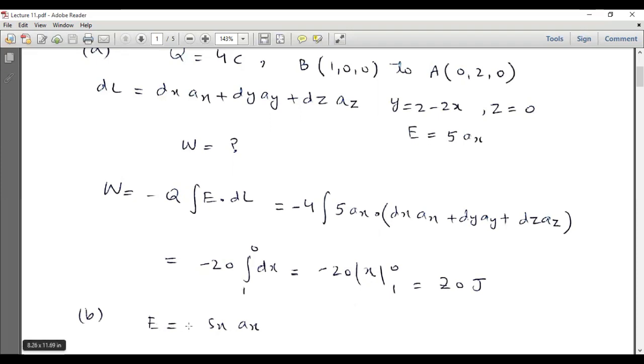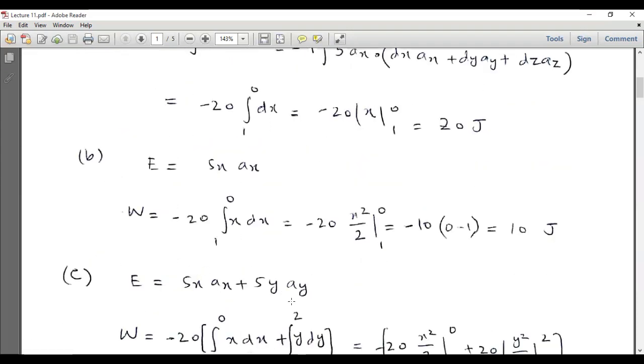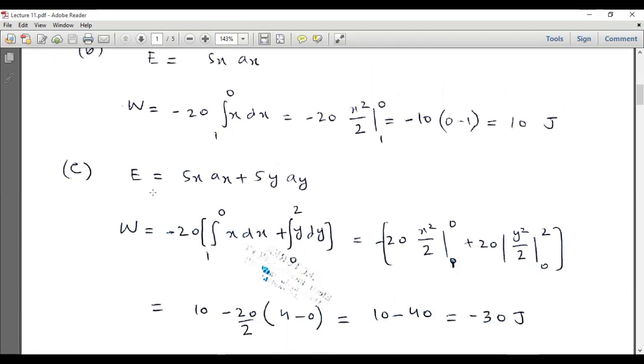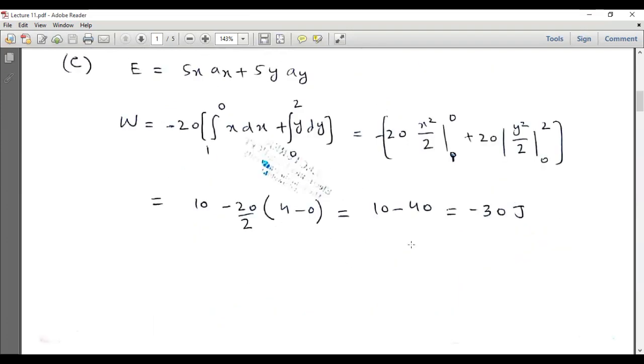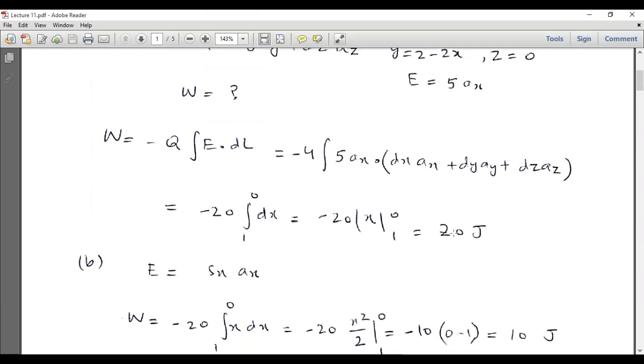In the second part, the electric field is given as 5x ax. So again, this will be very simple integration and work will be equal to minus 20 x dx and the final answer will be equal to 10 joules. In the third part, electric field is given as 5x ax plus 5y ay. Again, we can evaluate this line integral and after evaluating this integration, the final answer is calculated as minus 30 joule. So here we have got a negative answer. It means work has been done by the charge, and in these two cases, the work is done on the charge.